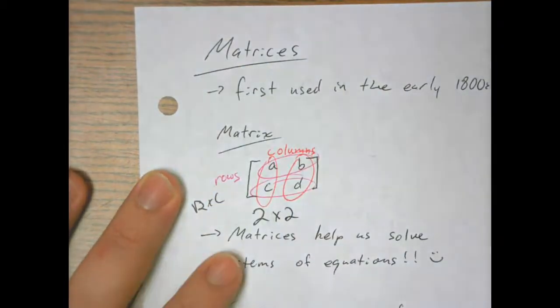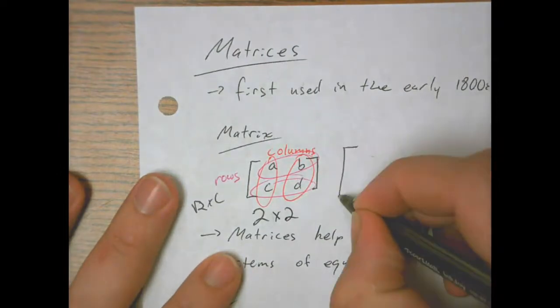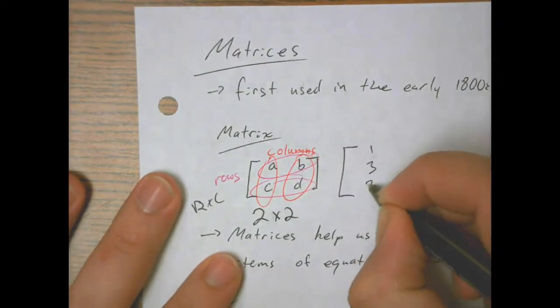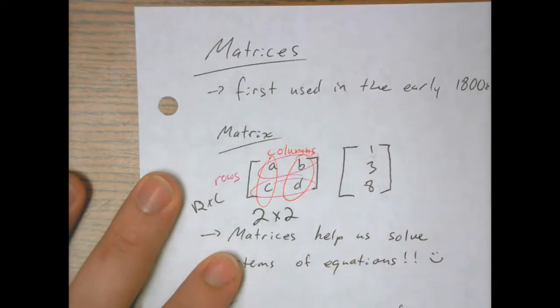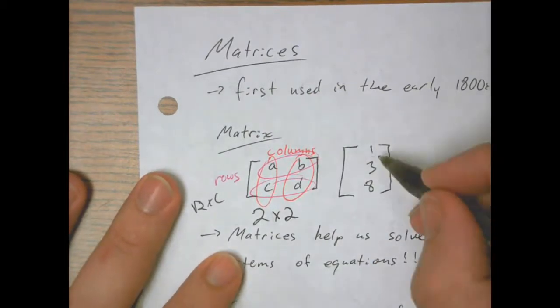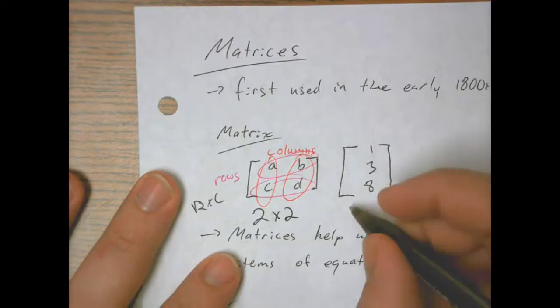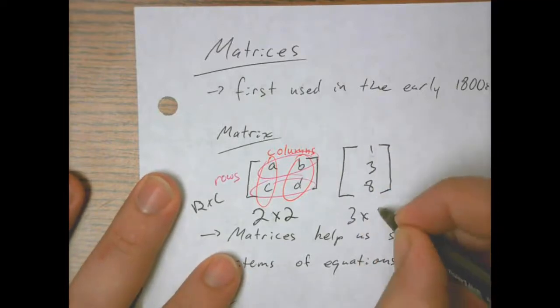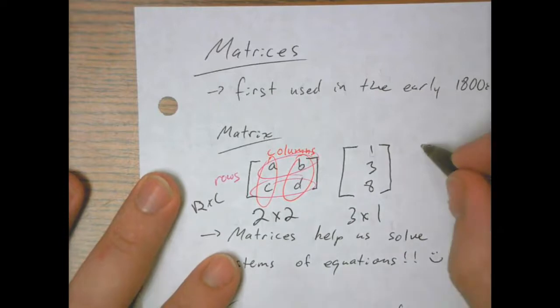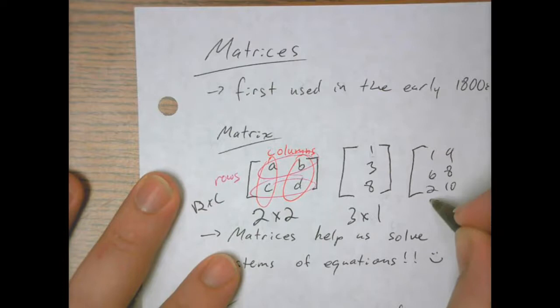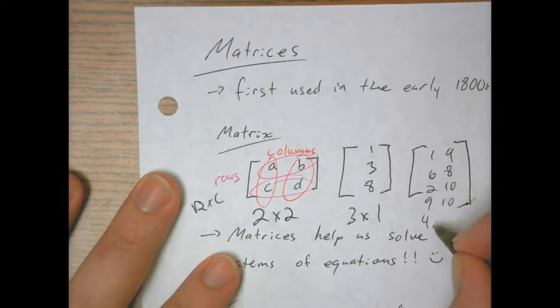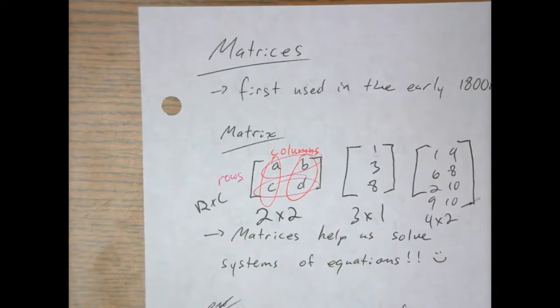It's just saying how big the matrix is, because we can have different size matrices. This one has 3 rows and 1 column, so that is a 3 by 1 matrix. And this one here has 4 rows and 2 columns. This would be considered a 4 by 2 matrix. And as I have down here, matrices will help us solve systems of equations.